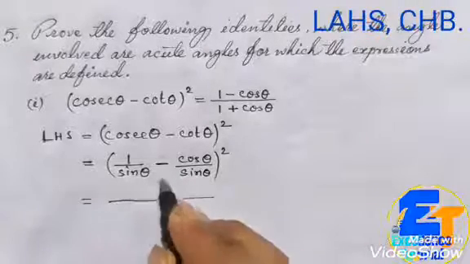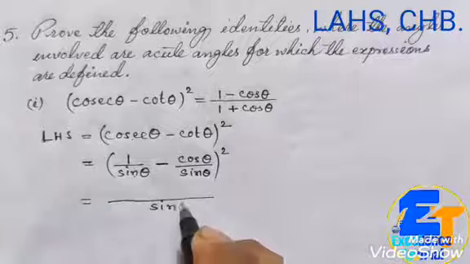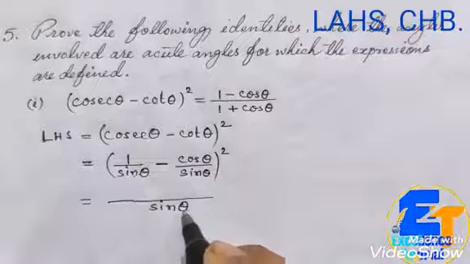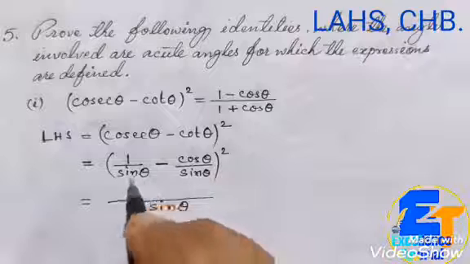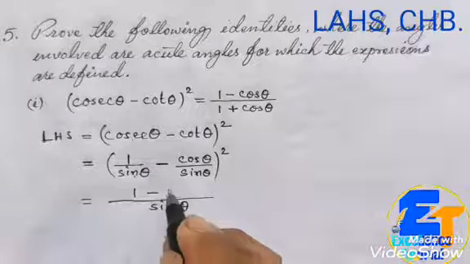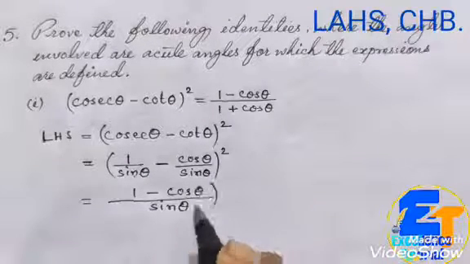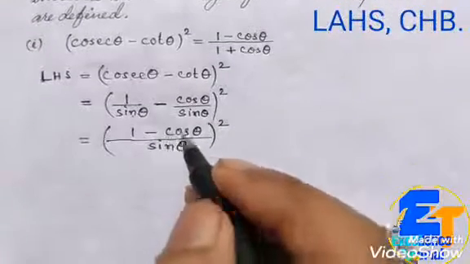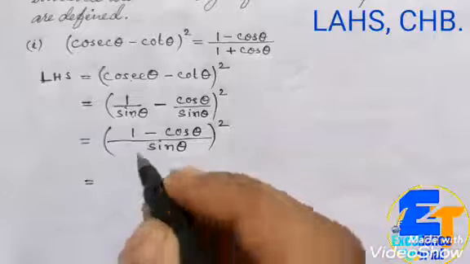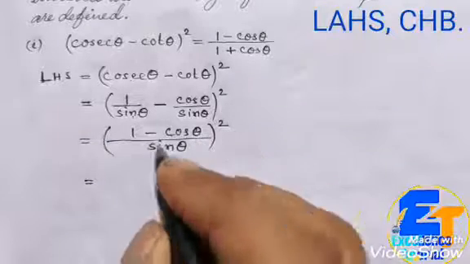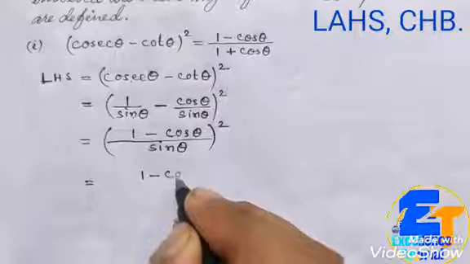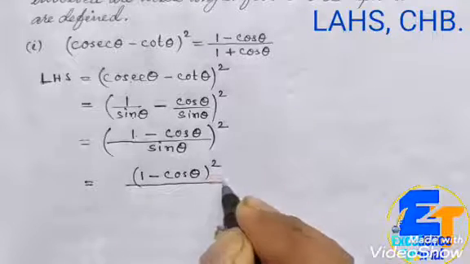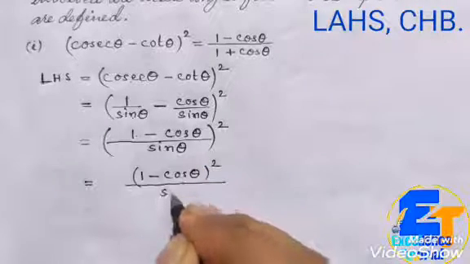Next step, take the LCM here. At the denominator place there is sine theta, so the LCM will be sine theta. In this step you need to divide the LCM by the denominator. Sine will get cancelled, 1 is left, 1 minus cos theta, whole square. Next step, 1 minus cos theta whole square is there, so we will write it in this way, and sine square becomes sine square theta.